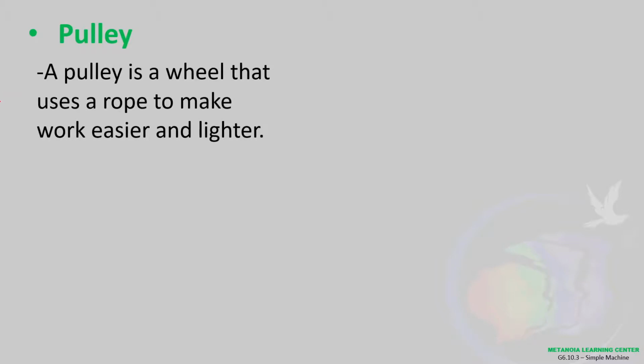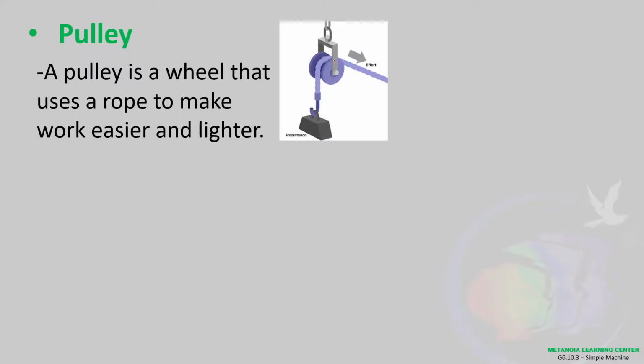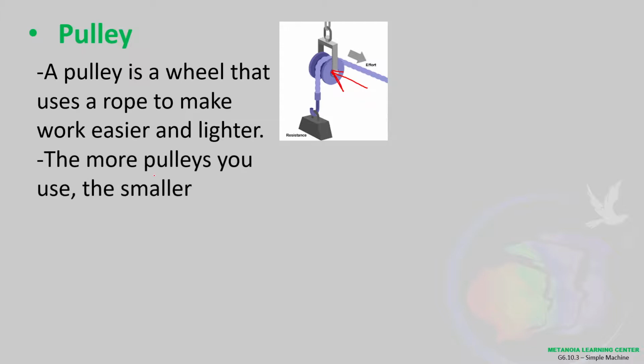And the last one is a pulley. Ano nga ba ang pulley? Pulley is a wheel that uses a rope to make work easier and lighter, just like this one. This is a pulley. Okay? So the more pulleys you use, the smaller force is needed to lift.